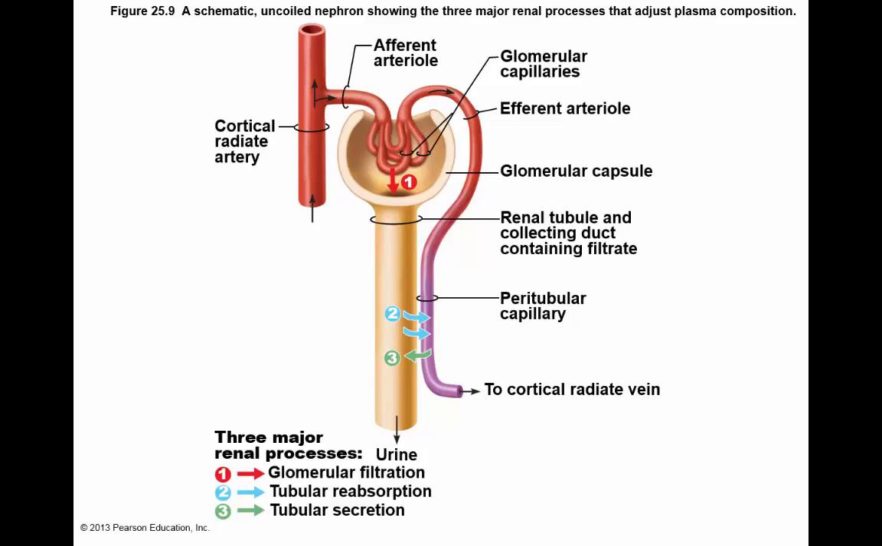Then we have tubular secretion, which means we may have stuff in our blood that we want to get rid of. We can just secrete it into the renal tubule and it ends up in the urine. Again, things like drugs, and that's why they can do drug tests using urine. Drugs can end up in your blood supply and we can secrete them into the renal tubule and it ends up in the urine.